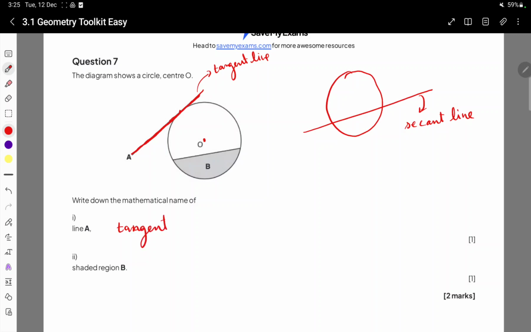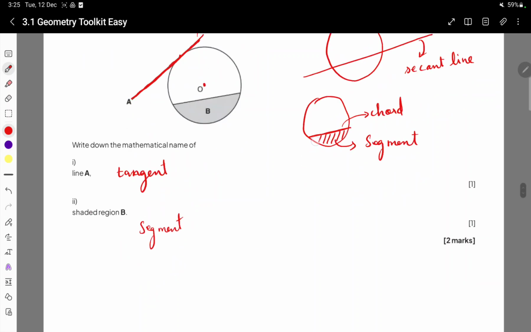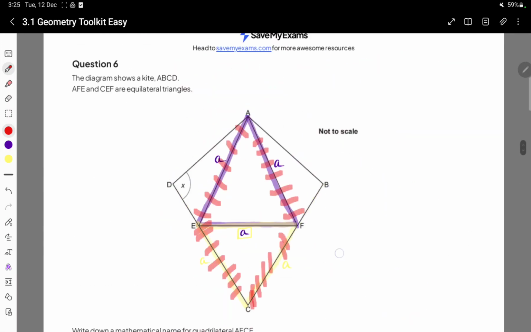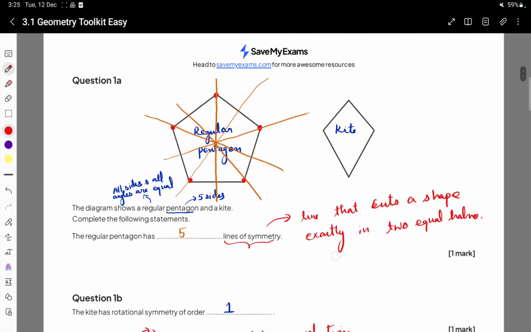And the shaded region. See here, if they had asked about this line, I would say it is a chord. If they are asking about this part, the shaded region, we say this is a segment. So shaded region B is a segment. Okay. So from this, I think we are completing the easy part. In the next video, I will do the medium part.